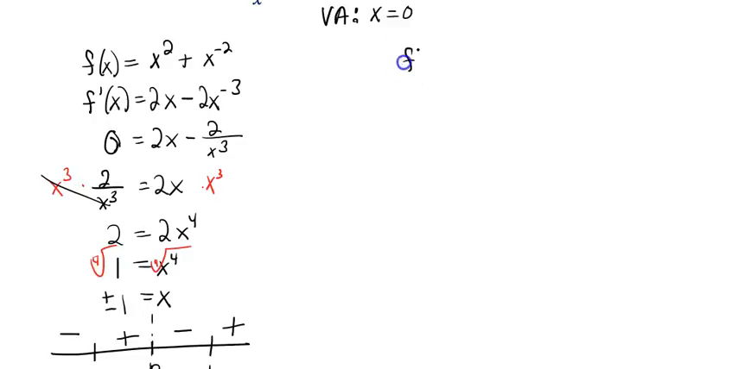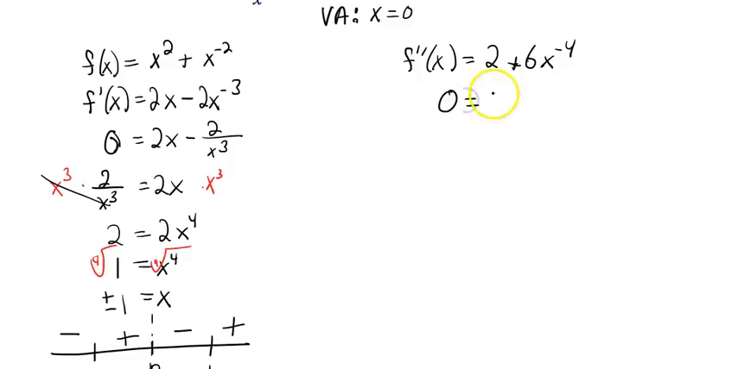Now let's do the second derivative, which we're using this line right here because it's easier to do derivatives when things are in exponents. So the derivative of 2x is 2, and then the derivative of negative 2x to the negative 3 would be a positive 6x to the negative 4th power.